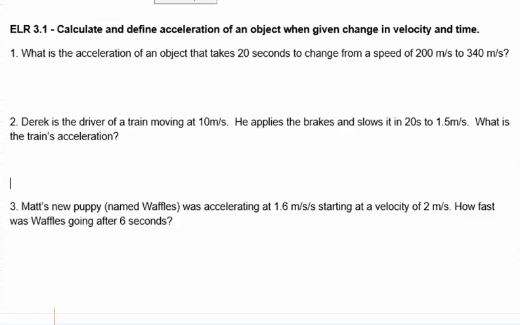These are the study guide answers for ELR 3.1 on the Unit 3 study guide. The first question is asking us what is the acceleration of an object if it takes 20 seconds to change speed from 200 to 340 meters per second.